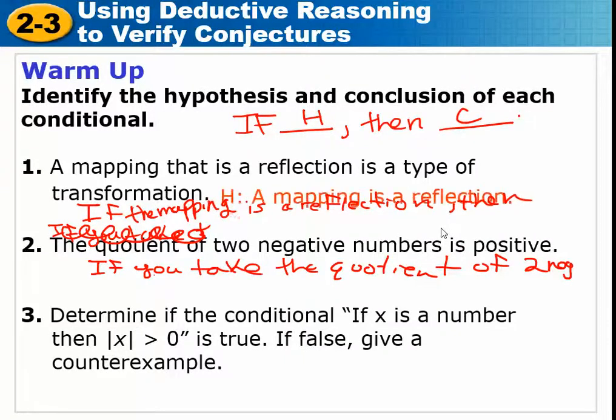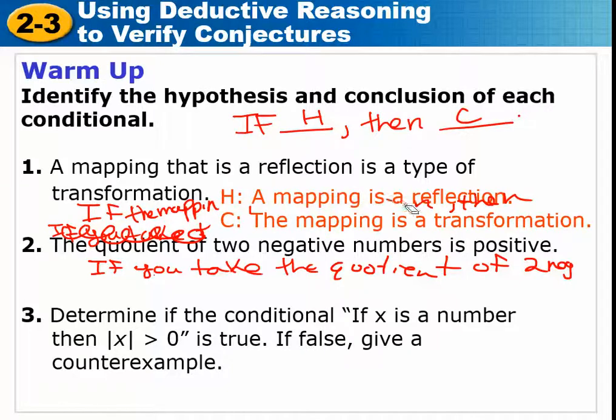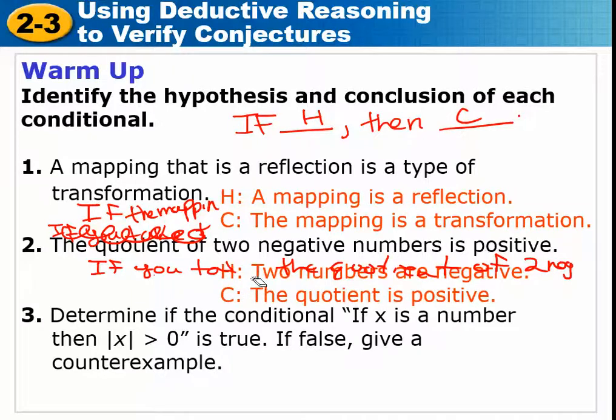Let's see how they did theirs. For the first one they said if a mapping is a reflection, then the mapping is a transformation. The second one, the quotient went with the conclusion. So the only part they started with is if you have two negative numbers. So if two numbers are negative, then the quotient is positive. That is a tricky one.